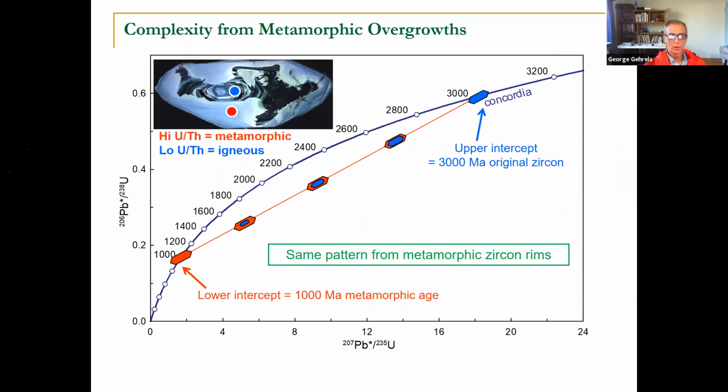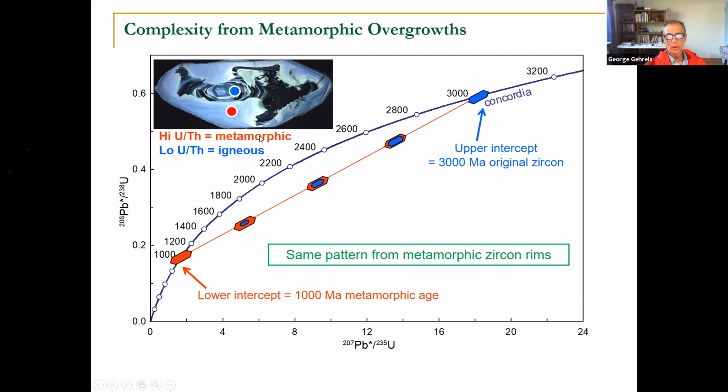And you can get a very similar pattern in terms of CL images from metamorphic overgrowth. Zircon also grows during metamorphism. And so you could have a situation where this is the older material, igneous zircon perhaps, and this would be younger metamorphic zircon that grows around the outside of that older material. So this is not inheritance, this would be metamorphic zircon growing around the outside of an older material.